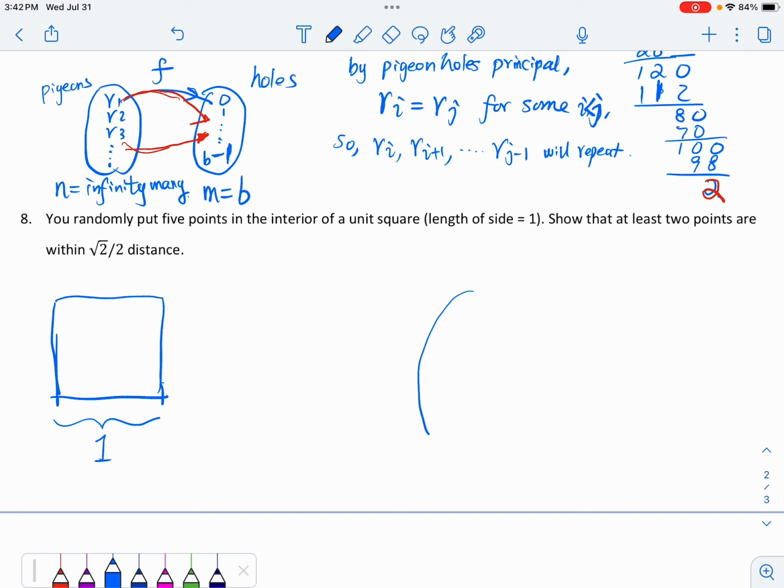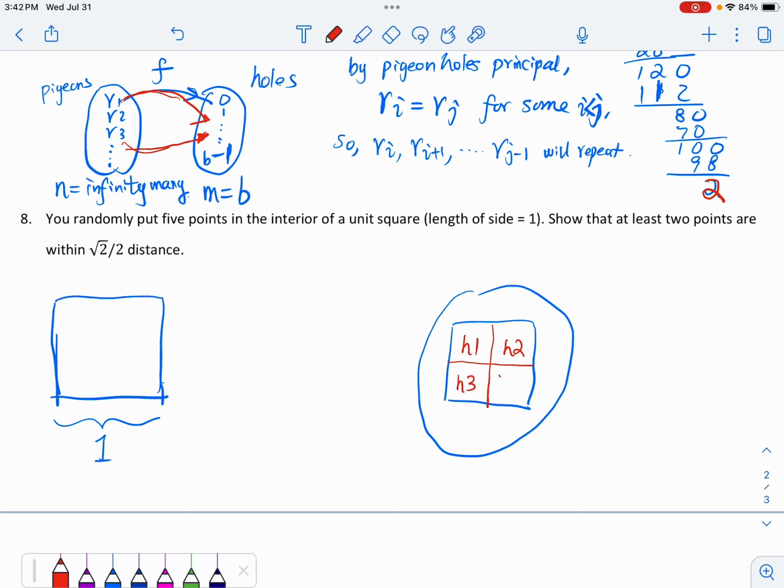Now, for the holes, this is the square, and we're going to divide it into four regions, 4 little squares, 4 quarters. Let's call them hole number 1, hole number 2, hole number 3, hole number 4. By the way, if you look at the distance in each hole, what's the max distance? Because this side is a half and this side is a half, the max distance will be square root of 2 over 2.